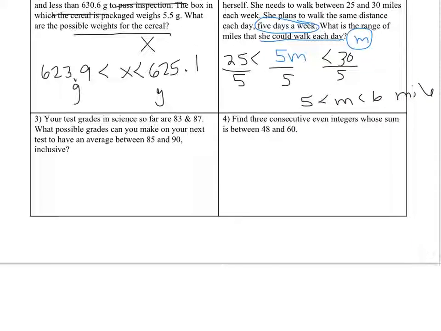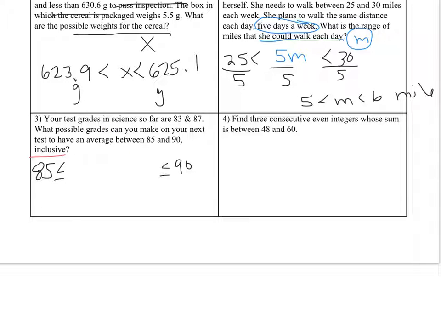Okay, number 3, your test grades in science so far are 83 and 87. What possible grades can you make on your next test to have an average between 85 and 90 inclusive. Inclusive means that you need to include the endpoints. So you want to have an average between and including 85 and 90. So if your first two scores are 83 and 87, what does your third score have to be?